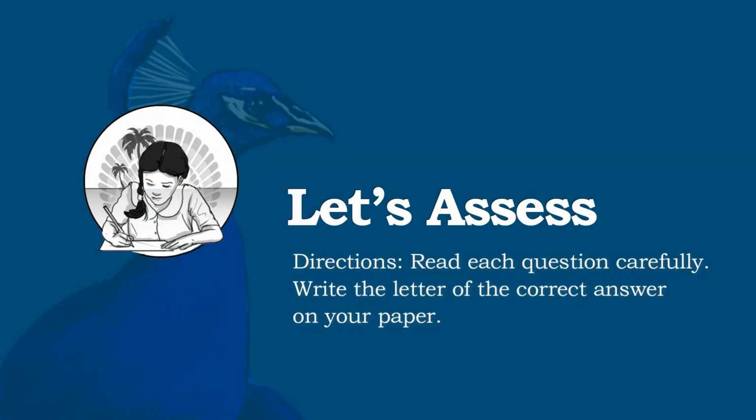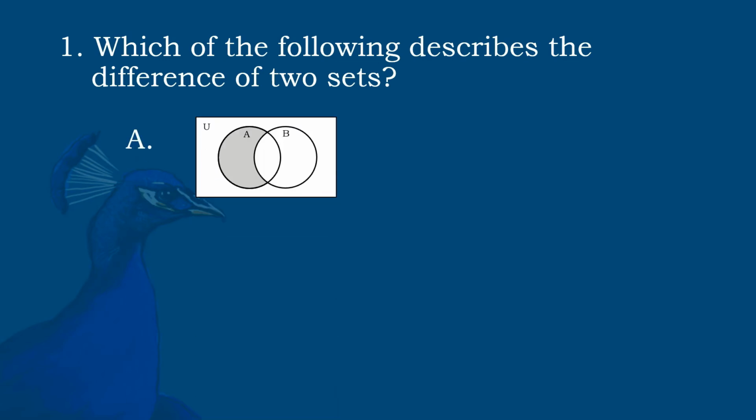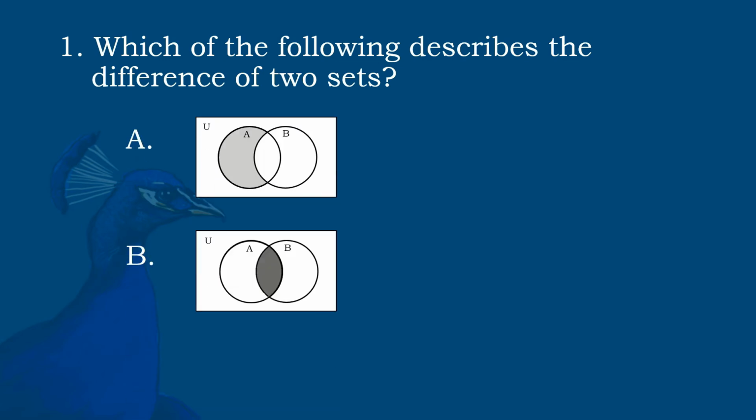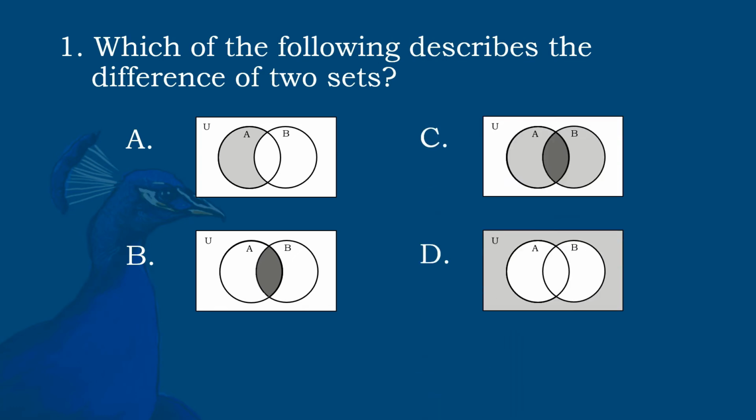Students, as we end our episode, I need to test your skills if you have really attained our learning objectives. Let us now have a short quiz by answering the Let's Assess part. Directions. Read each item carefully. Choose and write your answer on your paper. Number 1. Which of the following describes the difference of two sets? A, B, C, or D?